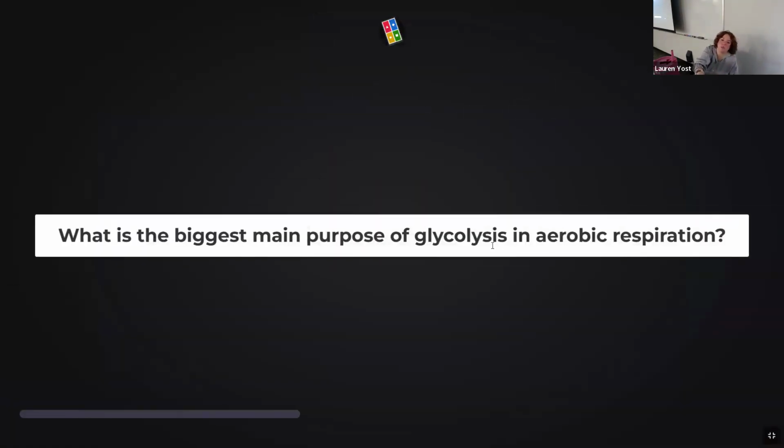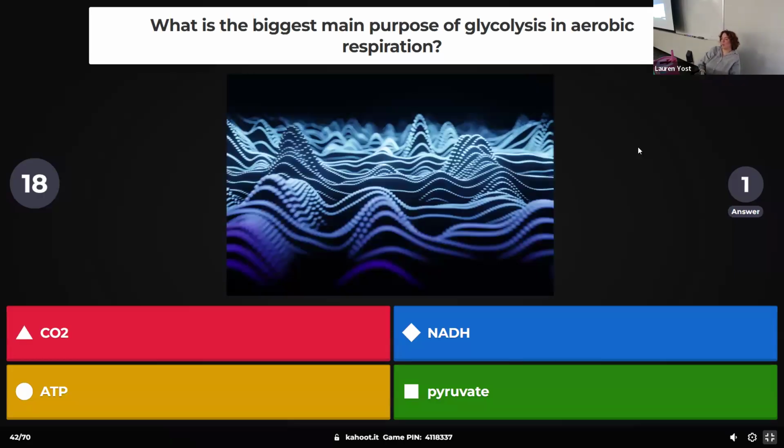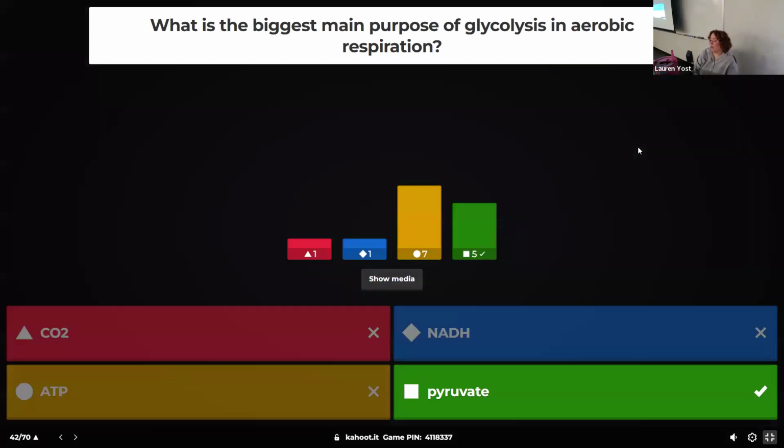Alrighty, what is the biggest main purpose of glycolysis in aerobic respiration? What is our biggest outcome? What are we really wanting to get out of glycolysis if we're going through aerobic respiration? We want pyruvate. Some of us are thinking, I'm talking about glycolysis, not the whole entire aerobic respiration process, which is glycolysis, the intermediate step, Krebs, and the electron transport chain. The whole goal of all of that is to make ATP. But in aerobic respiration, glycolysis is just the first step.